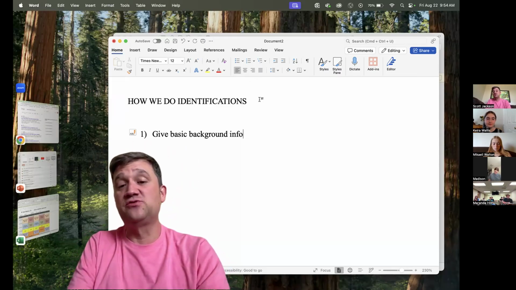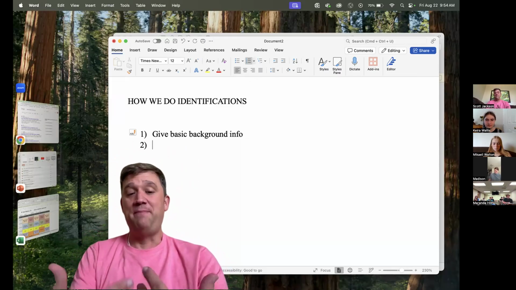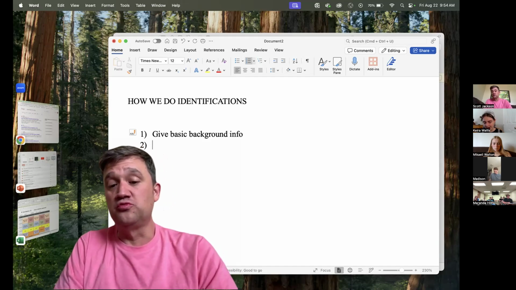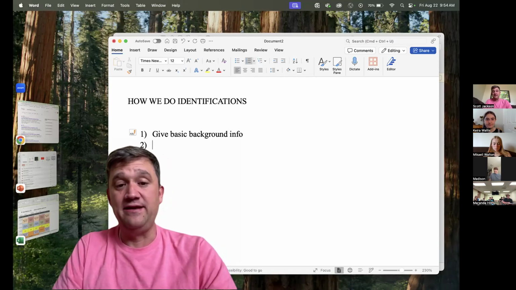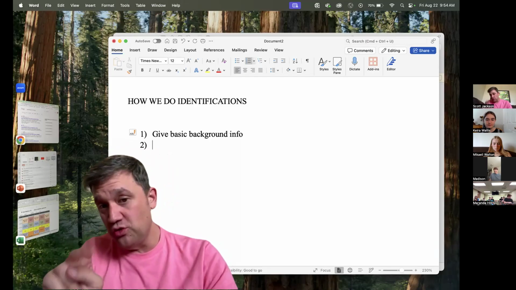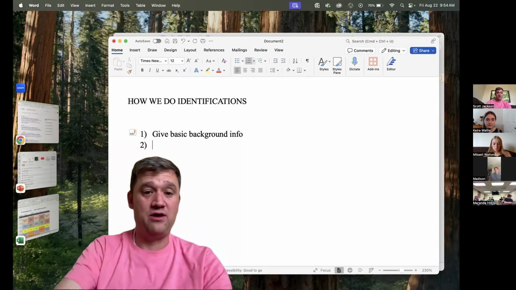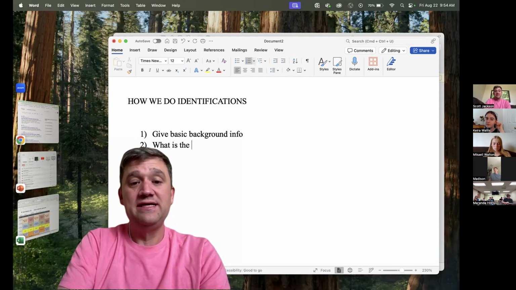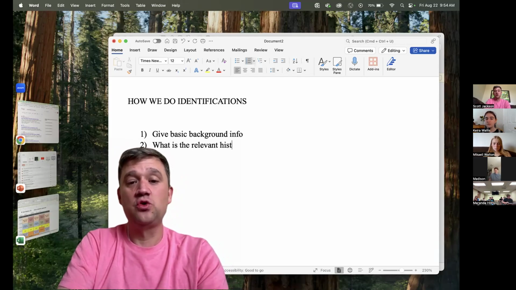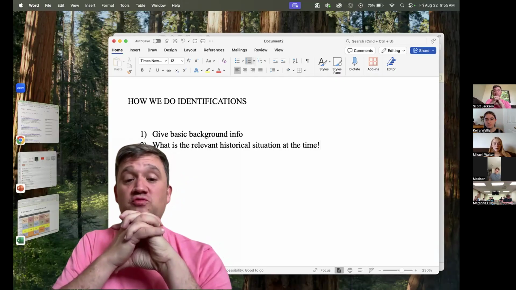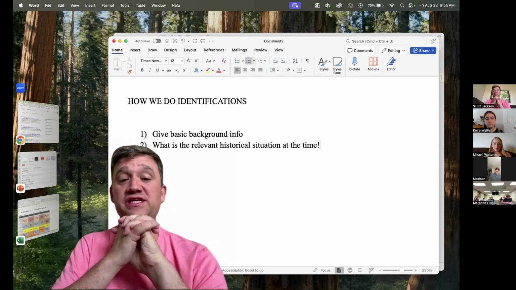So the first step is really easy. Give the basic background. I'm going to give you an example of one that we will really do in just a second. But let's just give the basic background. So number one, basic background. Number two, what is the relevant historical situation at the time? Okay? What is the relevant historical situation at the time?